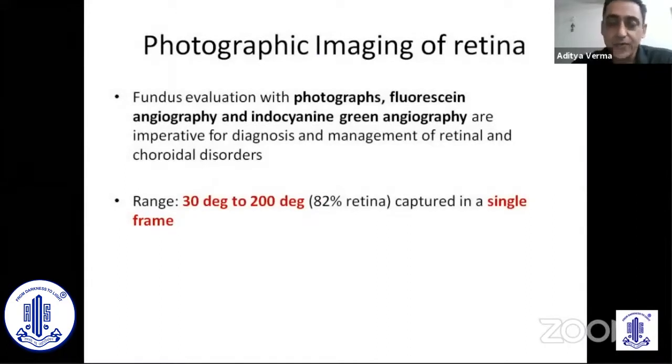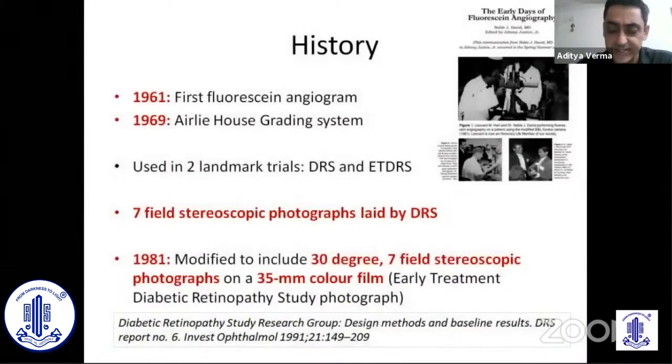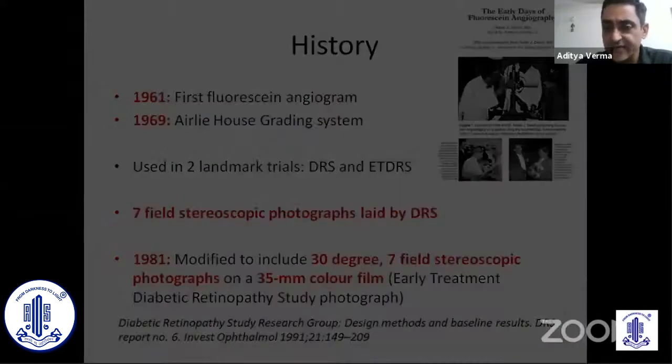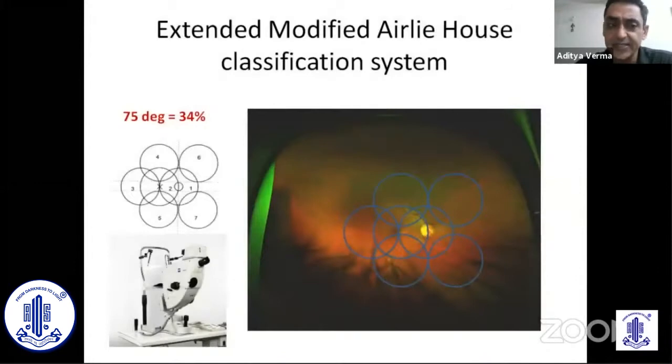I'm going to skip a few initial slides because they have already been discussed: documentation can be from 30 degrees to about 200 degrees in a single capture right now, and montage can increase the amount of capture. The initial management strategies were all laid in the DRS and ETDRS trials with the help of 7 field stereoscopic photographs. They were 30 degree photographs, and as we can see here, they could encompass an area of about 75 degrees or 34% of the retina of the posterior pole to be able to detect the lesions. Based on these, the diabetic retinopathy severity as well as the lesion detection was planned.